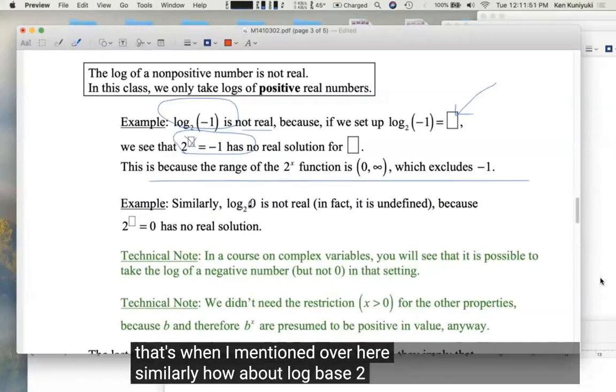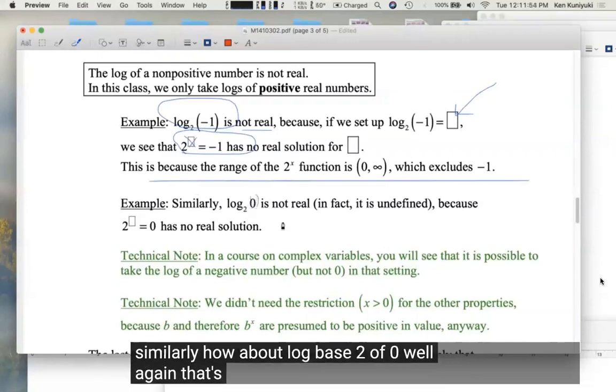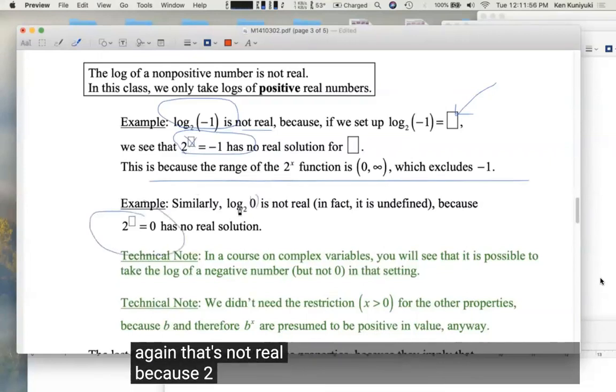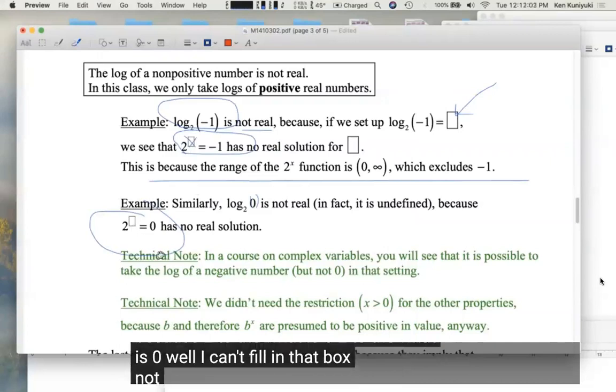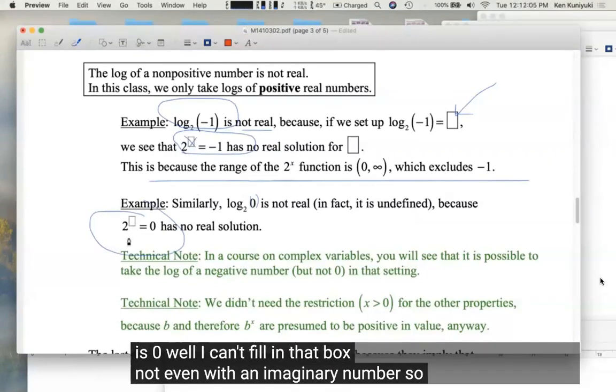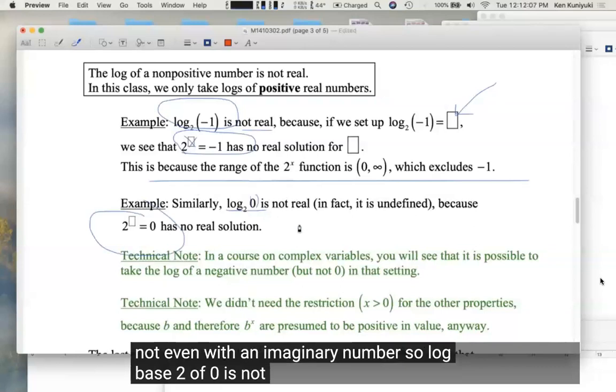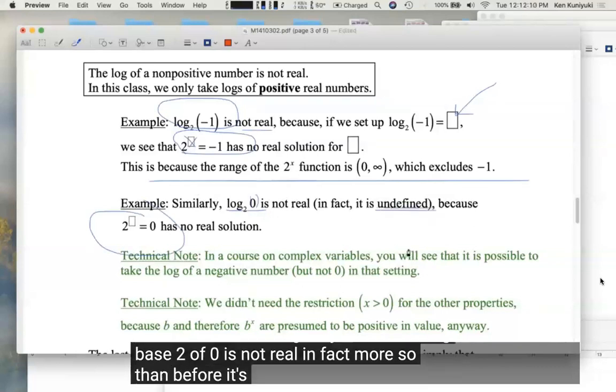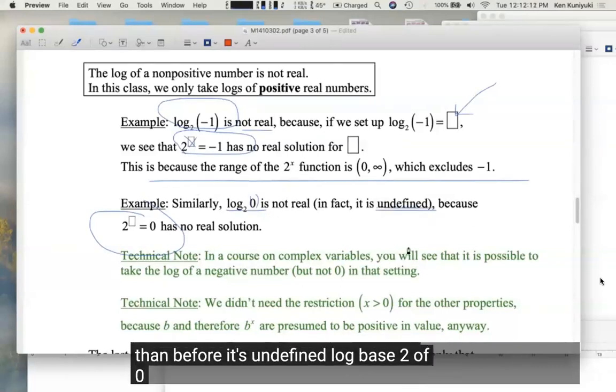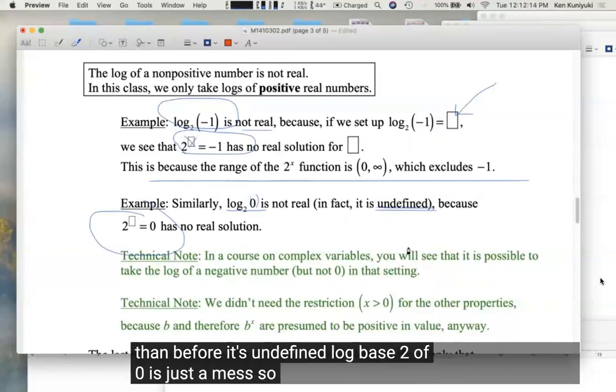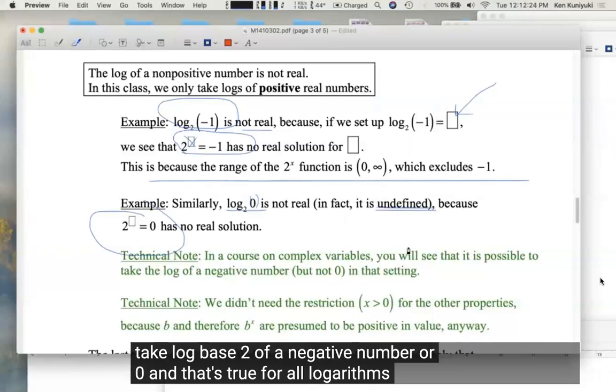Similarly, how about log base 2 of 0? Well, again, that's not real, because 2 to the what is 0? I can't fill in that box, not even with an imaginary number. So log base 2 of 0 is not real. In fact, more so than before, it's undefined. Log base 2 of 0 is just a mess. So we can take log base 2 of any positive number, but we do not take log base 2 of a negative number or 0. And that's true for all logarithms.